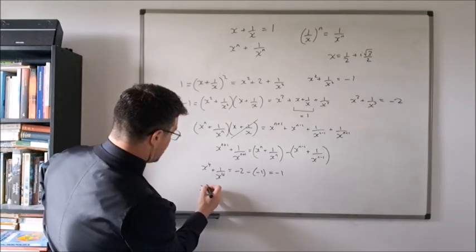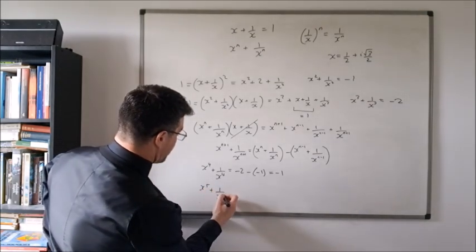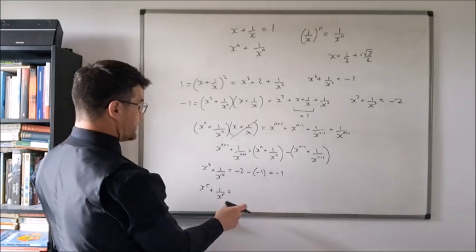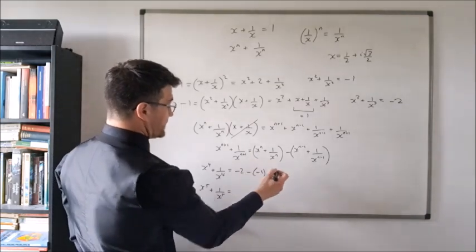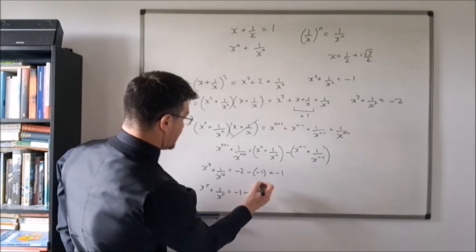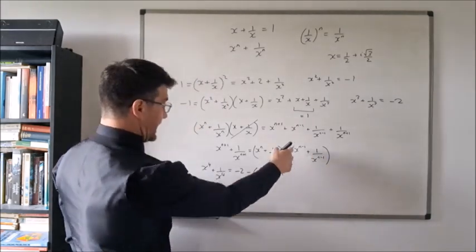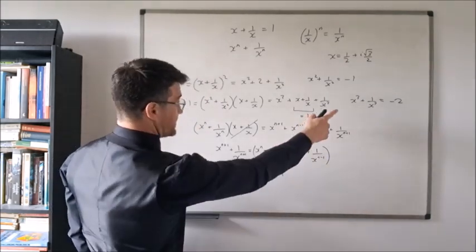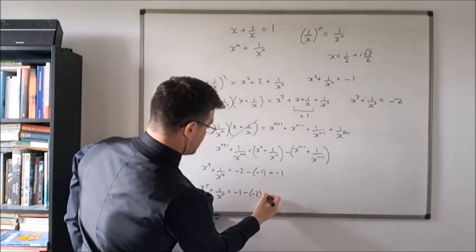x to the power of 5 plus 1 over x to the power of 5 is equal to the value of x to the power of 4 plus 1 over x to the power of 4, which is minus 1, minus the value of x cubed plus 1 over x cubed, which is minus 2, which gives me 1.